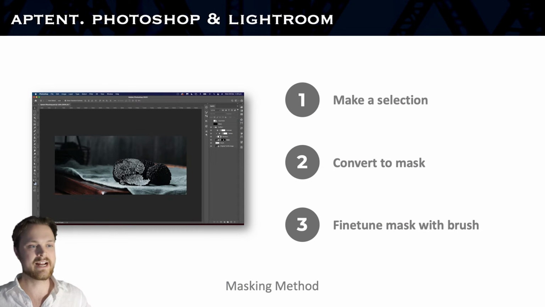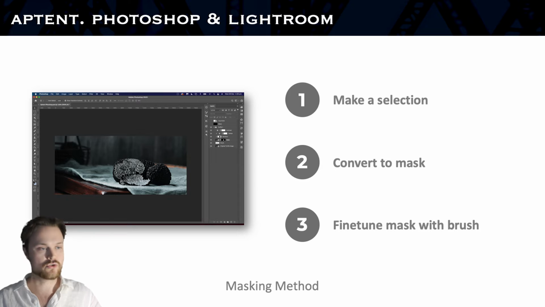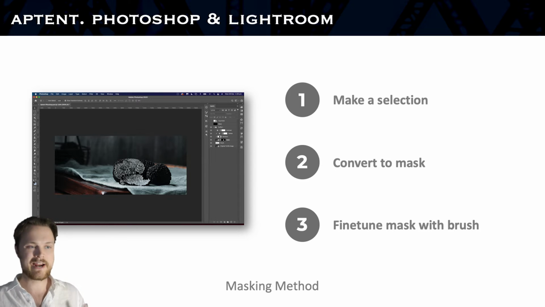Think of it as a non-destructive way to make a selection and be able to apply effects or get rid of something or paint over something. Think of it as pretty much making a selection which you can then affect. So, how to mask? The first step is you have to make a selection in some way.